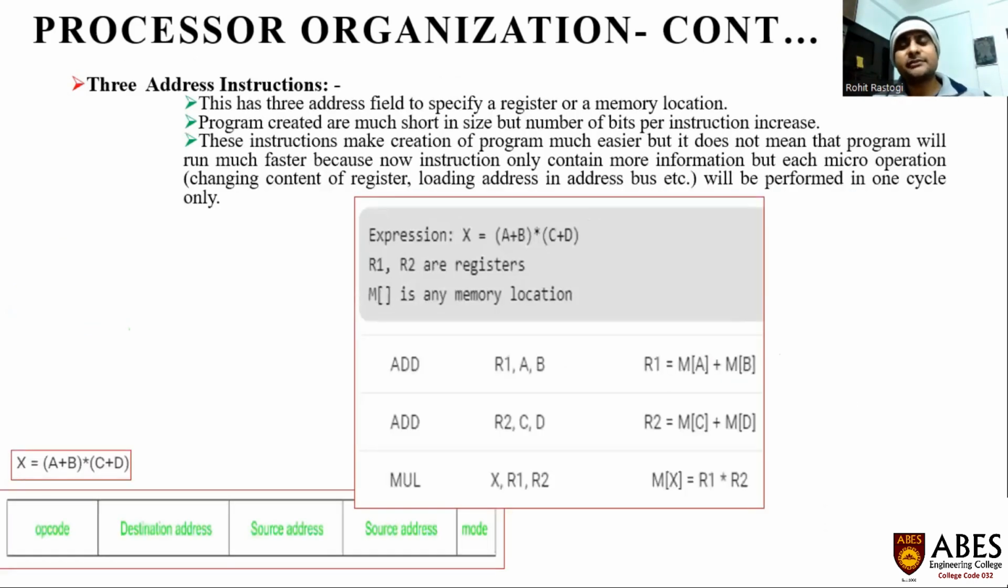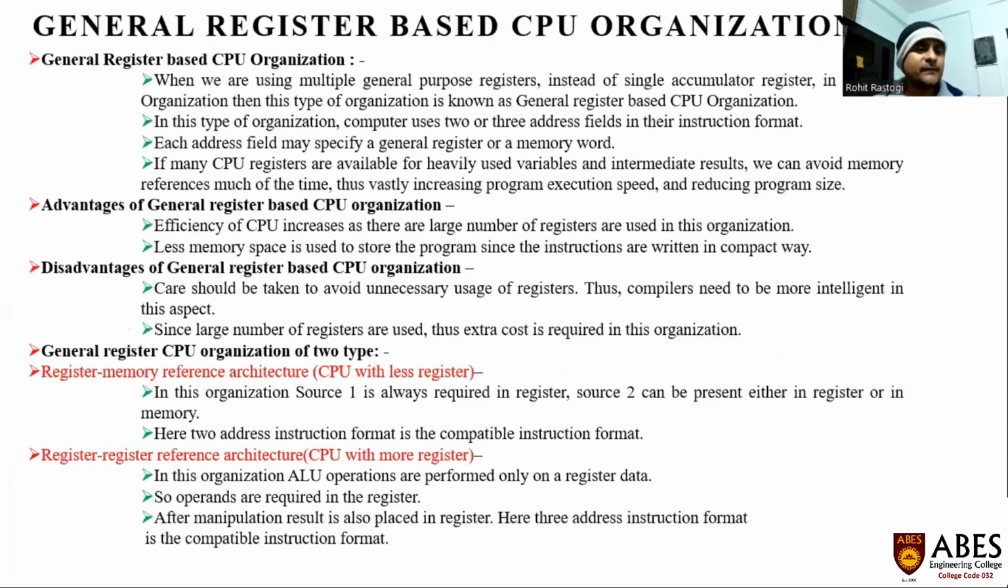In three address instruction, there are three operands in the instruction along with the operator. Add R1, A, B: the content at location A and the content at location B are added and shifted to R1. Add R2, C, D means the content at location C and location D are added and shifted to R2. So here there are three operands, and so it is a three address instruction. My dear students, we can see here that the general purpose registers are used as temporary registers for their operation, and they are more in number than the accumulator.